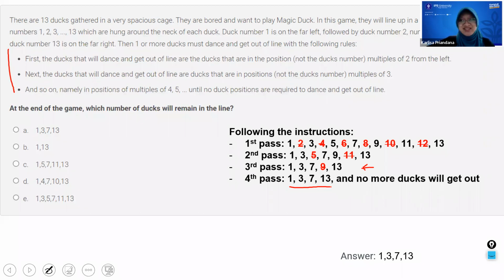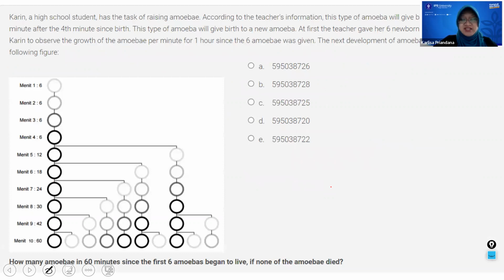Okay, so I think this problem is quite clear already. So again, the most important thing is to understand the rules of the game. That's the most important thing. Okay, let's move on. And this is another interesting problem from rubric 5.